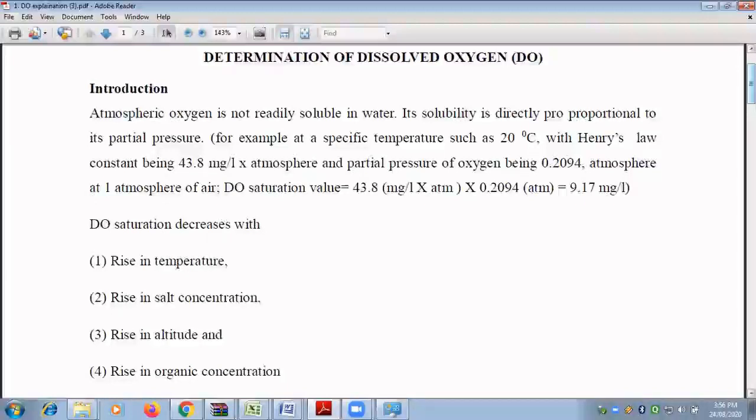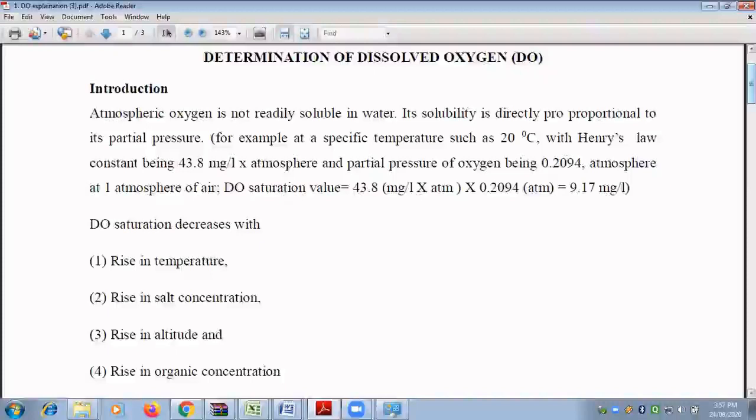The atmospheric oxygen that we have in the atmosphere is not readily soluble in water. You all know that the atmosphere is the envelope of gases covering the surface of the earth, and the atmosphere consists of different gases. The most dominant gas is nitrogen, and the second most dominant gas is oxygen.